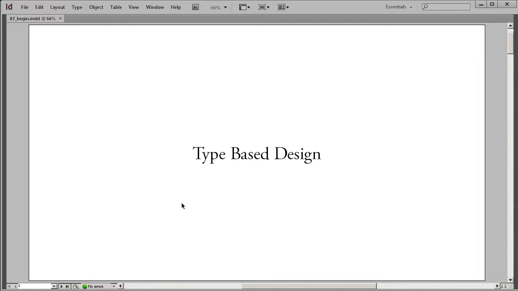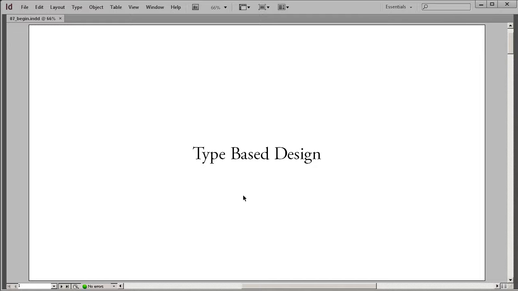Now when it comes to using type as part of a design piece, graphic designers tend to look at text and type a bit differently than the ordinary person. You may oftentimes hear a graphic designer referred to as a font snob. That's because they are very, very sensitive not only to what the type says and the message it's conveying, but what the type looks like and the message that conveys as well.